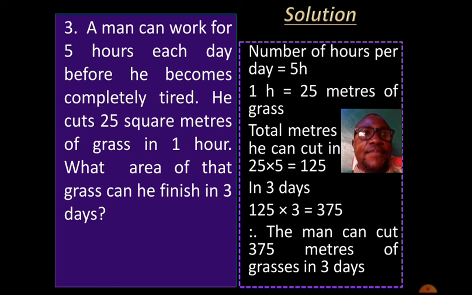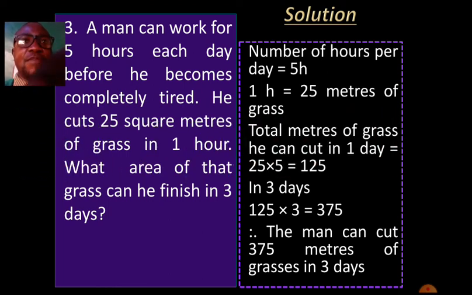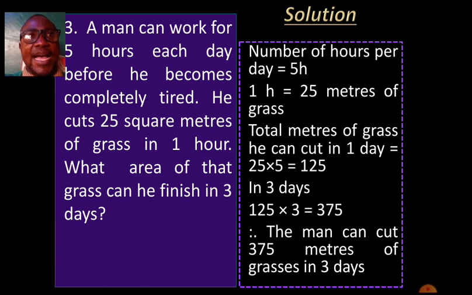Yes, this is another problem on the board. But this type of problem is a proportion. Look at it. Let's read it together. A man can work for 5 hours each day before he becomes completely tired. He cuts 25 square meters of grass in 1 hour. What area of that grass can he finish in 3 days? So this is an example of a proportional word problem on open sentence. Am I communicating?